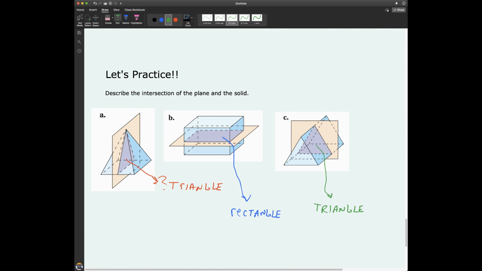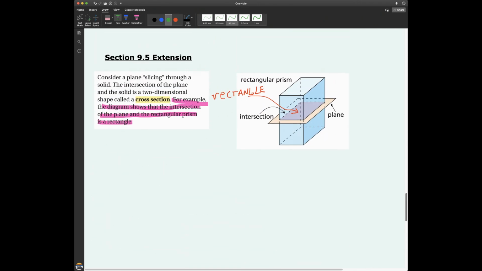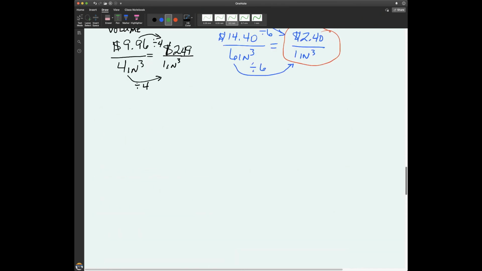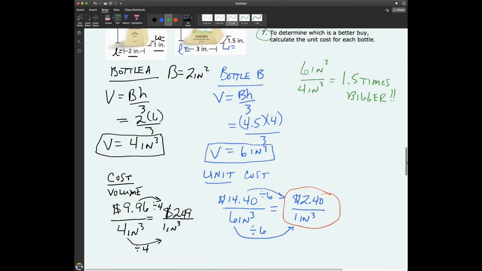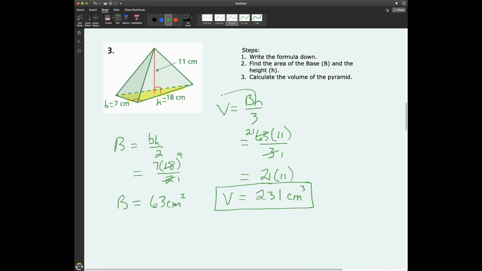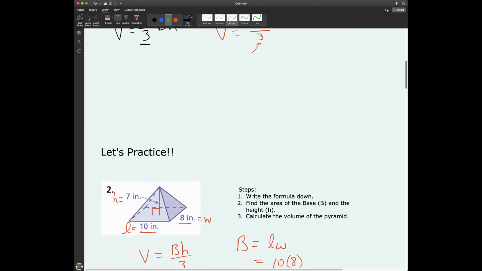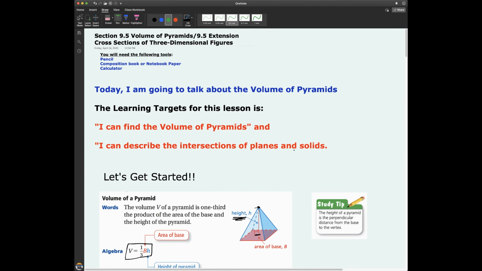Anyway, enough of that. So we covered 2 sections. 9.5 took like 45 seconds. You guys got it. That's all you have to do for that section. We also talked about how you find the volume of pyramids, a really important formula. You need to know this formula. You're going to be using that one. You'll see it again. All right, so hopefully now you can say I can find the volume of pyramids and I can describe the intersections of planes and solids.